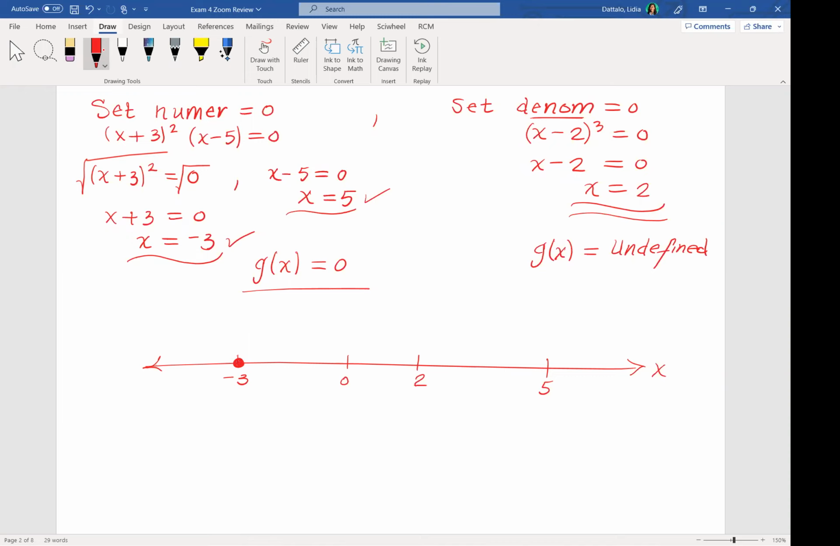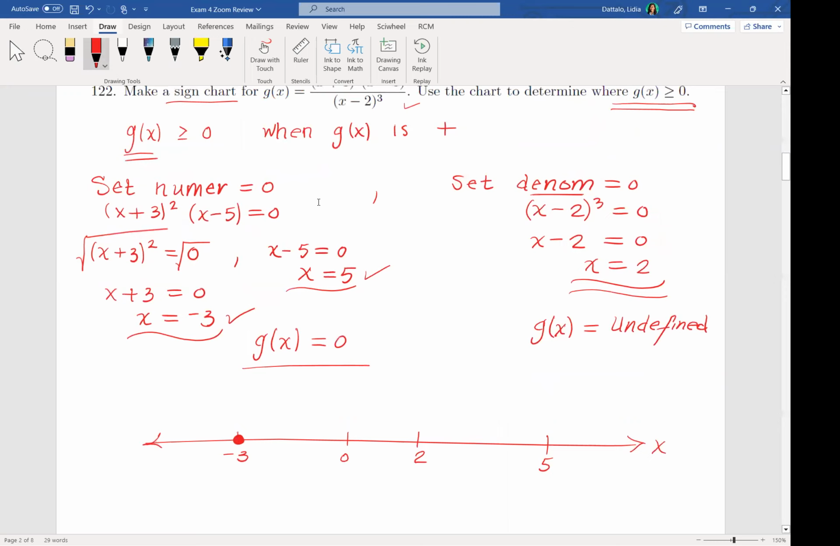I'm going to put a closed circle there, and I'll tell you why. Because the question was g of x greater or equal to, with that little line right there, so it would be a closed circle at 5, also a closed circle. And then at 2, I would get this open circle. So undefined, some 0 there, and some 0 there.